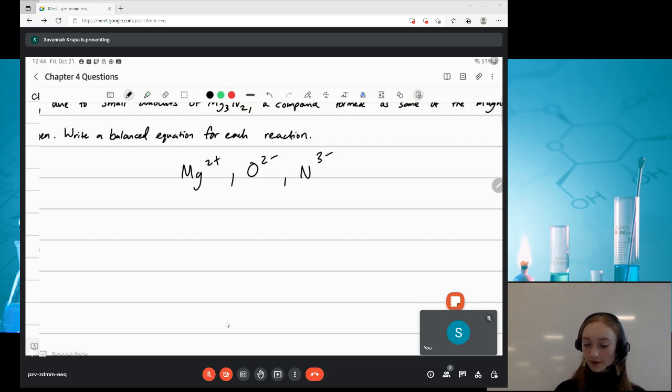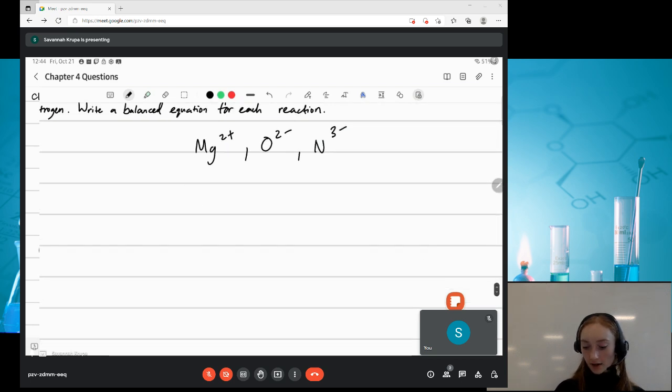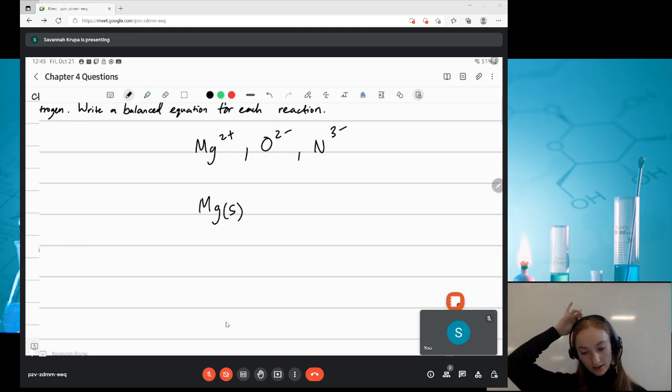So because these are the three that we're working with, this just notifies what we have for the charges when we balance things and when we count up what we have on the left and the right. So we have the first reaction, which is the magnesium, and it said it's in its solid state. So we have magnesium, and that's a solid state of that.